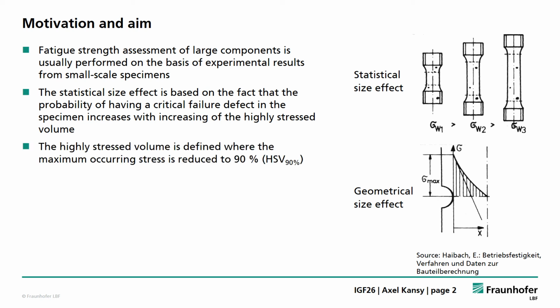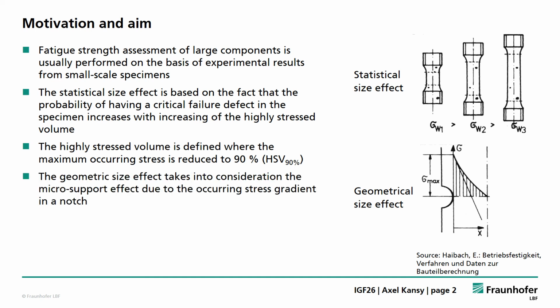In the study, the highly stressed volume is defined where the maximum occurring stress is reduced to 90%. The determination of the highly stressed volume will be shown on the next slides. Notched specimens are used to obtain particularly small highly stressed volumes. Here, however, a geometrical size effect comes into play in addition to the statistical size effect. The geometrical size effect takes into account the macro support effect due to the occurring stress gradient, which you can see here at the notch, so that the material can locally withstand higher stress amplitudes.